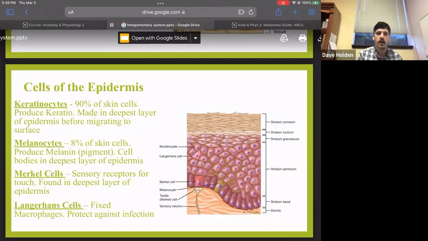Next thing we're going to look at are cells of the epidermis. And most of the cells are going to be keratinocytes. The ending cyte, C-Y-T-E, means cell. So anytime you see some word ending in cyte, what the word is telling you is, I'm that kind of cell.